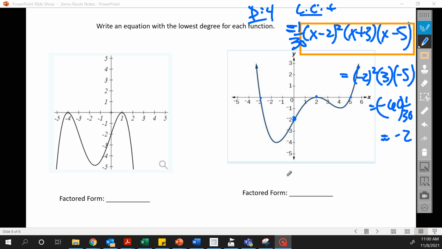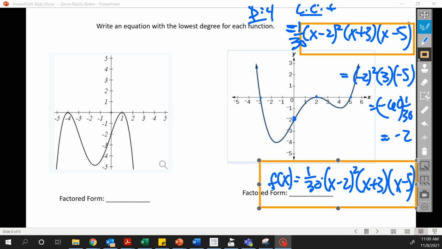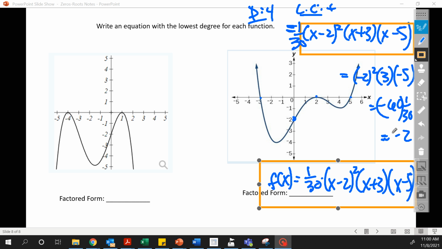Okay, so my factored form of my equation: 1 over 30 times x minus 2 squared times x plus 3 times x minus 5. And that would be my factored form for this function right here, and we can put that in Desmos and check it, and it would be correct.